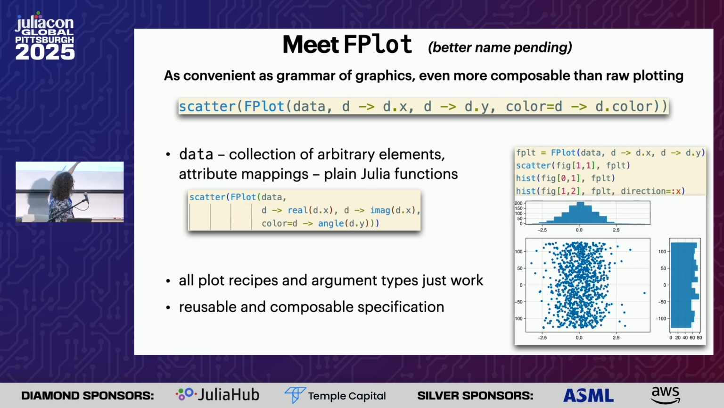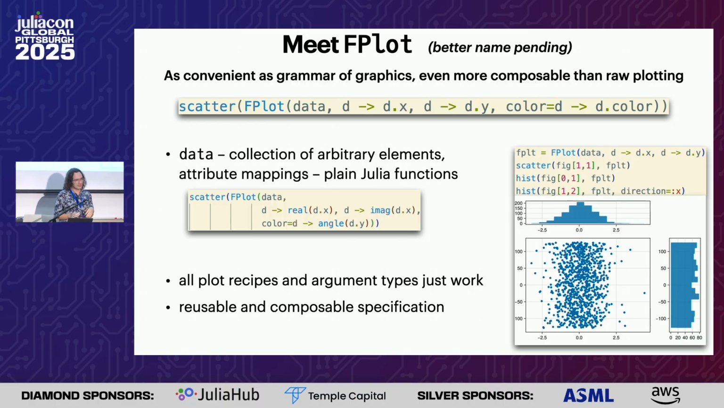And here I just show some example of reusing the FPlot object. So you create it once, specify that on the x-axis you want the x column, on the y-axis you want the y column, and then you can plot it with scatter plot, with horizontal histogram, with vertical histogram. Everything just works seamlessly. This is the base of it.